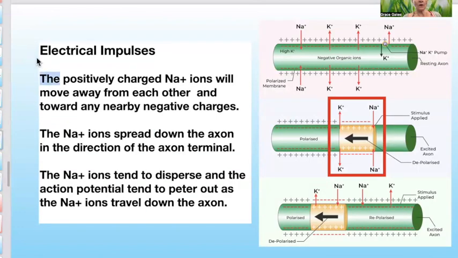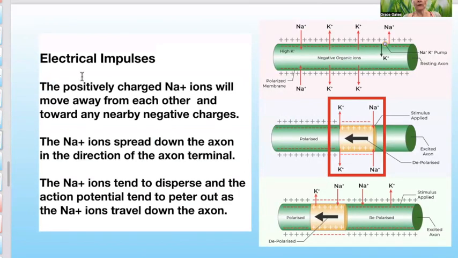The positively charged sodium ions that come in will want to move away from each other and towards any nearby negative charges. Therefore, the sodium ions will spread down the axon in the direction of the axon terminal. The sodium ions tend to disperse, and as the action potential moves down the axon, it tends to peter out and become less strong because the sodium ions are no longer localized in one spot where they're really clumped up and really want to spread. So once they're spread out a bit, there's less of a force moving them to spread out along the axon.